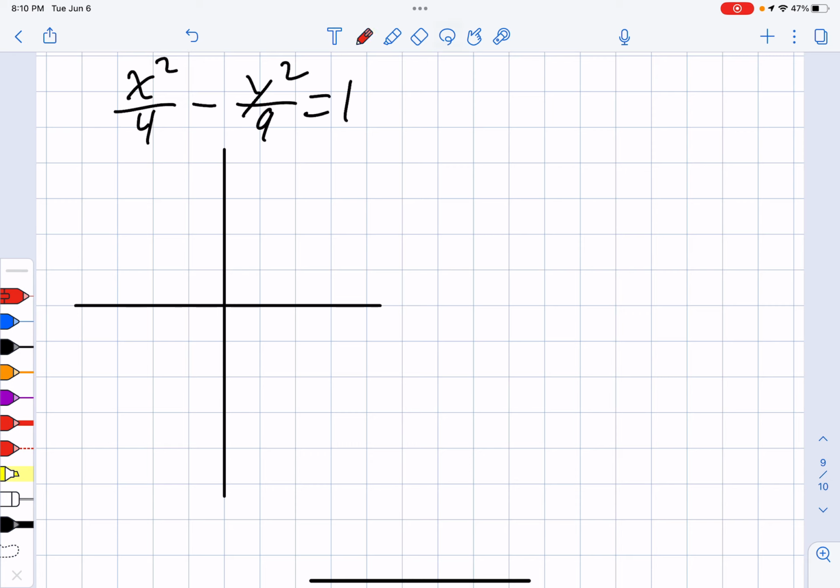So the a value is 4. Sorry, a squared is 4, so a is 2. So from the center, I'm going left 2 and right 2. Sorry, I should have started with this: it's centered at 0, 0 because there's no left or right on the x's and y's. So starting at the center, which is at 0, 0, a being 2, I go left 2 and right 2, which is how I get those 2 points.